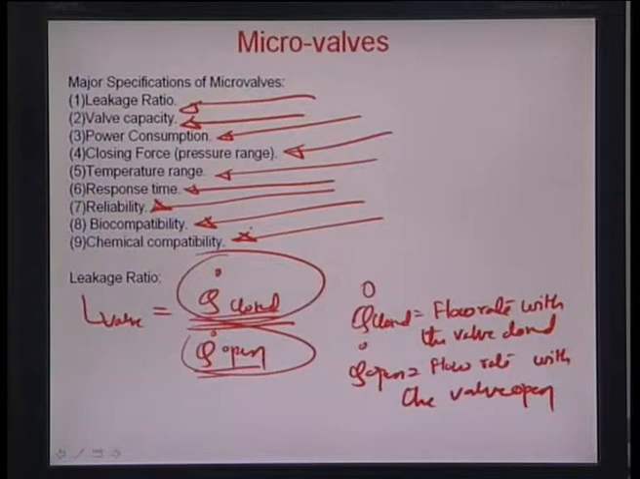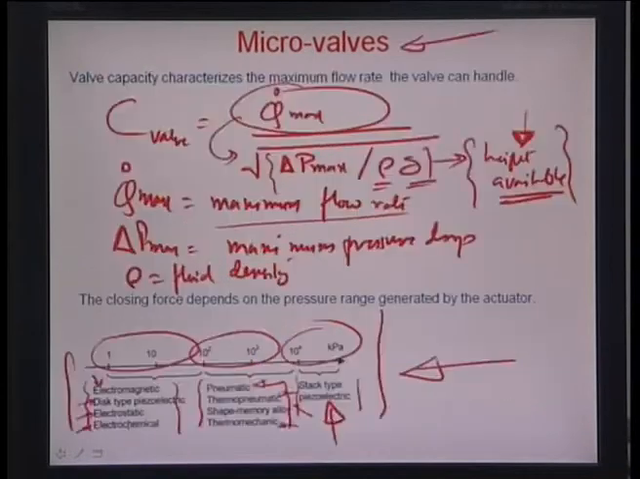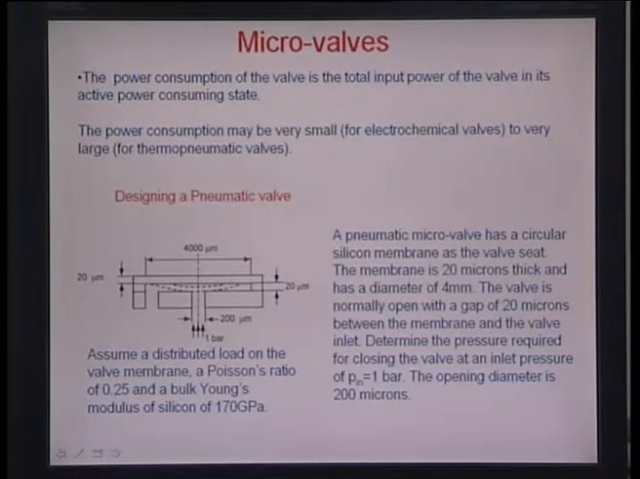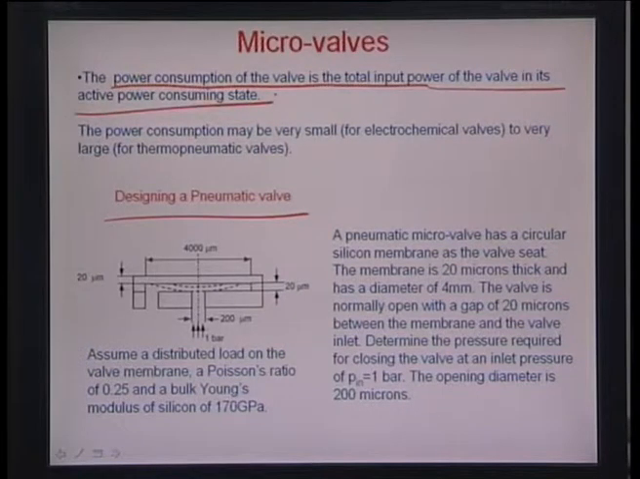Let us do some real examples of valve designing to see a little more of how this can really be designed for flow systems. The power consumption of the valve is the total input power of the valve in its active power consuming state, and it may be small for electrochemical valves and very large for thermopneumatic valves, depending on the actuation mechanism and how things can be actuated.